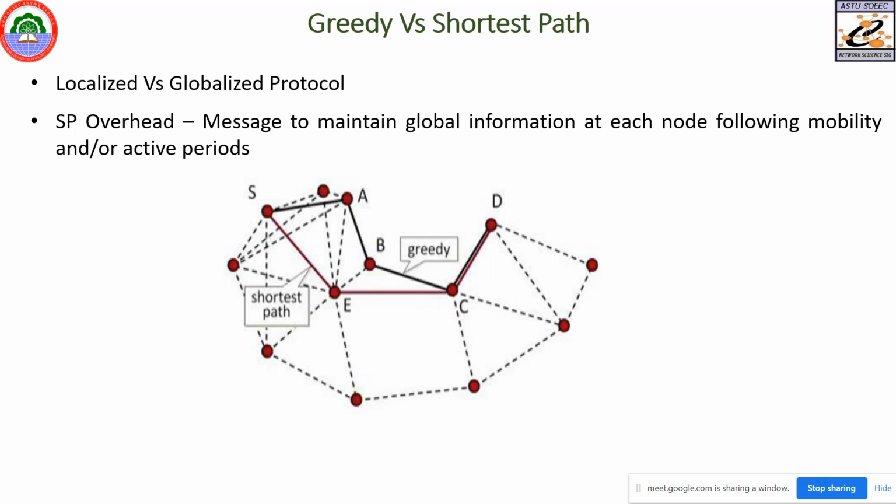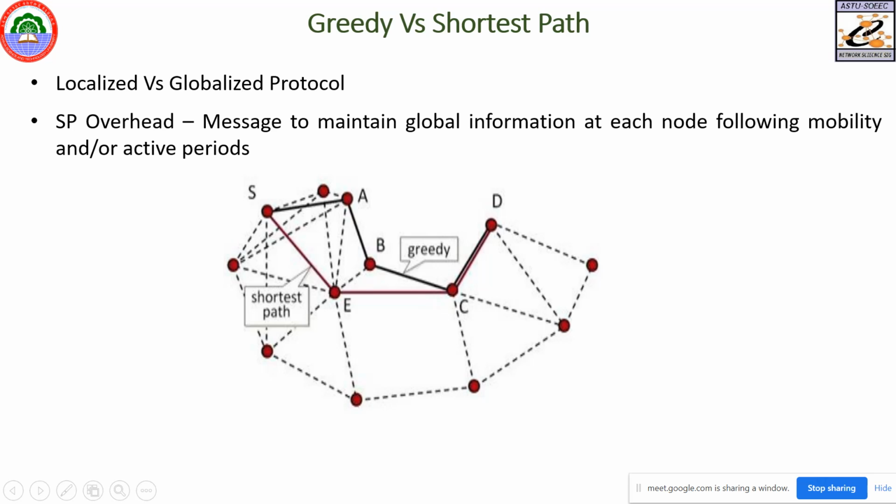So based on the number of hops, if we count S, A, B, C, D, how many hops are there? This is the source; one, two, three hops are there. In this case, one and two. So there is a two hop connectivity, so the shortest path will be chosen in this particular way.